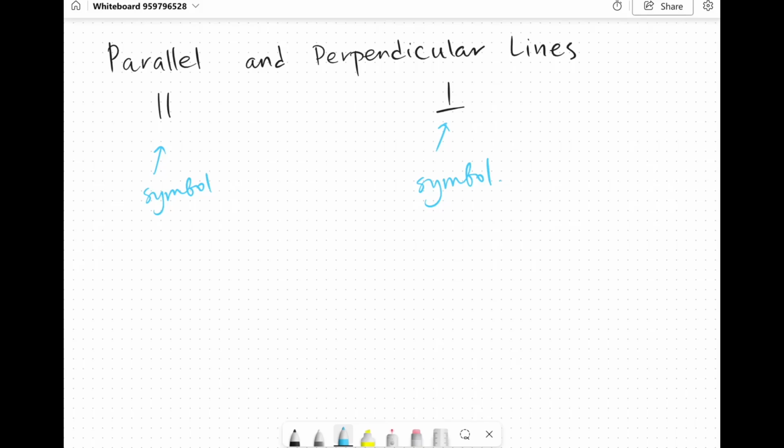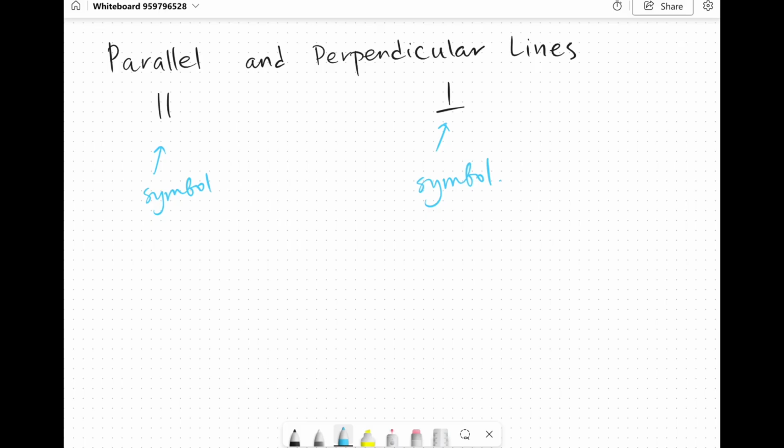Welcome to equations of parallel and perpendicular lines. Please read my write-up because it discusses what these lines are and how to determine which lines are parallel, which lines are perpendicular, and which lines are neither parallel nor perpendicular.